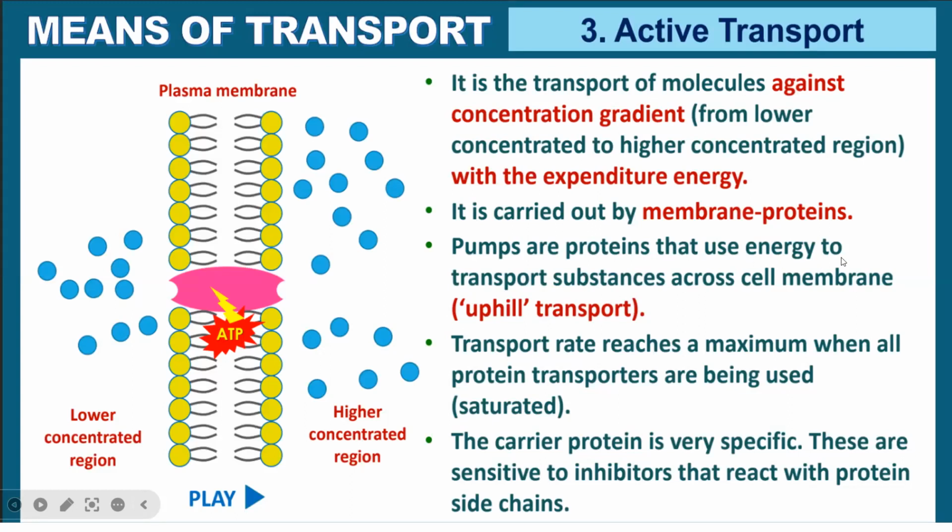Pumps are proteins that use energy to transport substances across the cell membrane. There is something called a pump. Okay, potassium pump or some other pump is there, which helps in transport of the molecules. Transport rate reaches maximum when all protein transporters are being used. If all the transporters are used, then transport rate is maximum. The carrier protein is very specific. These are sensitive to inhibitors with protein chains. Okay. So write just the definition of active transport.